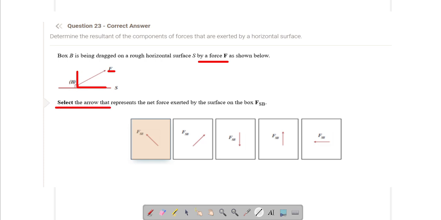Here they say select the arrow that represents the net force exerted by the surface on the box, not the force on the box, the surface on the box. Okay, so what are the forces exerted by the surface on the box? We know that there is obviously normal, and we have friction. These are the forces exerted by the surface on the block. They want here the net force. So what do we do? We calculate the resultant. It's going to be, by Pythagorean theorem, like this, which is this.